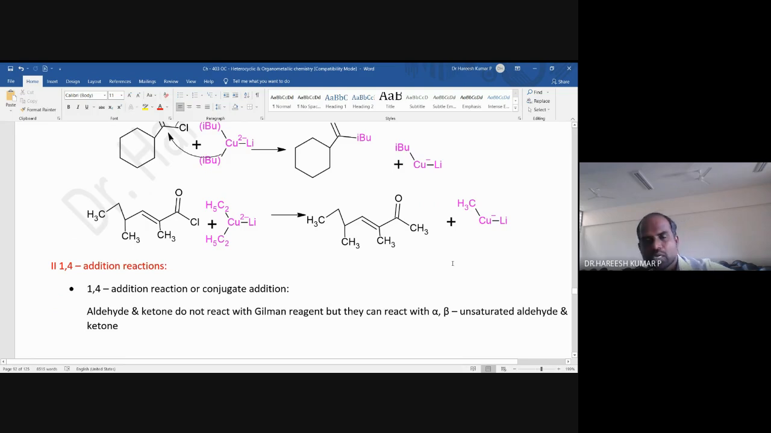So this is about substitution reactions of organo lithium, more particularly Gilman reagent. One more topic is there, that is called 1,4 addition reactions of organo copper reagent. That maybe I will discuss in my next class. And if you have any doubts up to this, you can ask me. If there are no doubts, maybe you can log out.